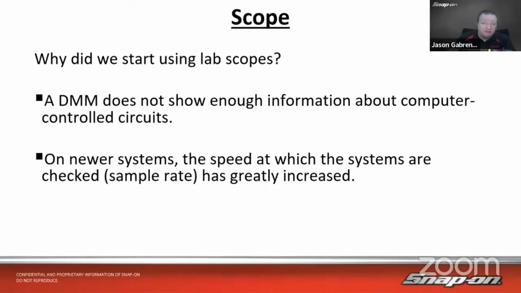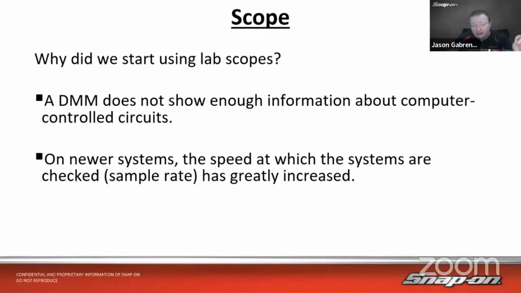It does have its uses in some cases, depending on what we're trying to do, but really a meter doesn't react fast enough. We really need to use something with a high sample rate, like a lab scope or guided component tester, as it were. So we think about newer cars, and even newer than what we're talking about here, '06, '96 and newer, the speed that the systems are checked, they call that the sample rate.